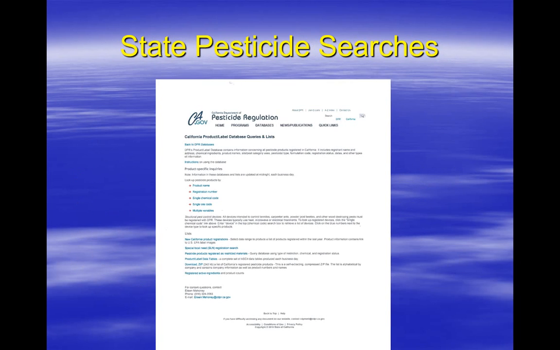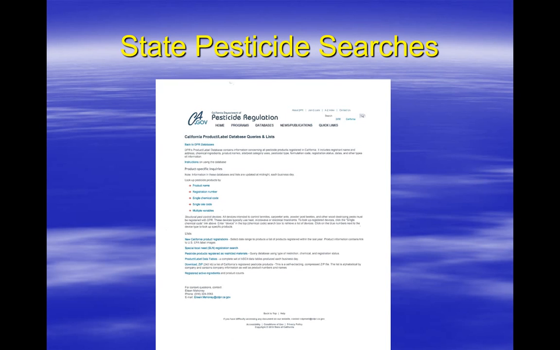Besides finding lists of approved pesticide products and/or active ingredients, state websites have resources for pesticide applicators to make informed choices of pesticide products to be used in their grow facilities. This example is from the California Department of Pesticide Regulation, but most states have this search tool available for products legal to use in their state.